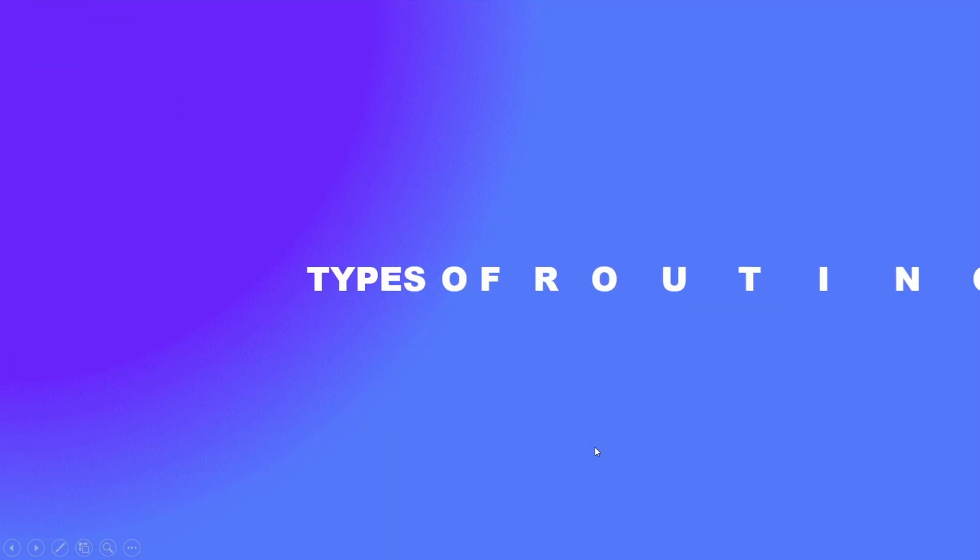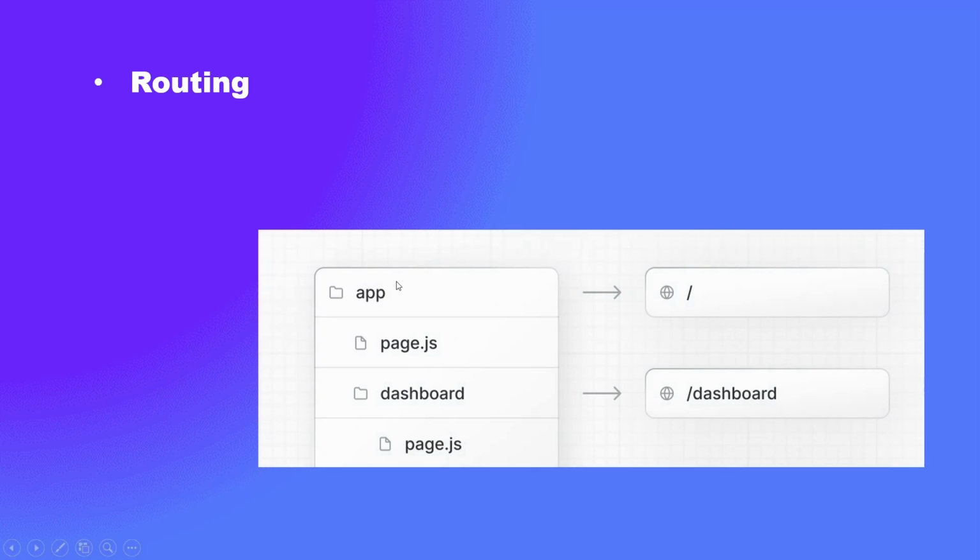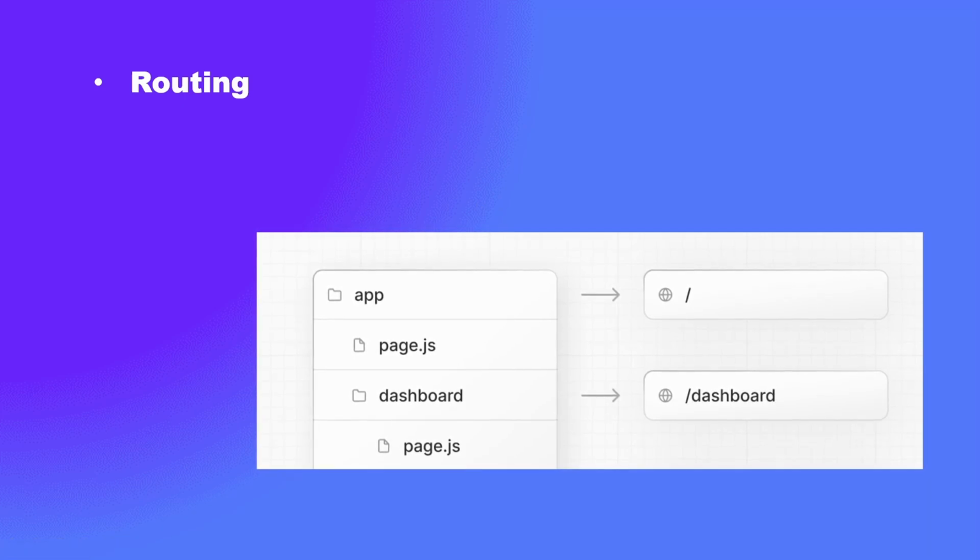Next, types of routing. We have many different routing types here. Let me explain them. First, normal routing. Here you can see the example. This page.js will act as an index page. This dashboard will act as a dashboard page. With this page.js, we can access this dashboard. This is normal routing.